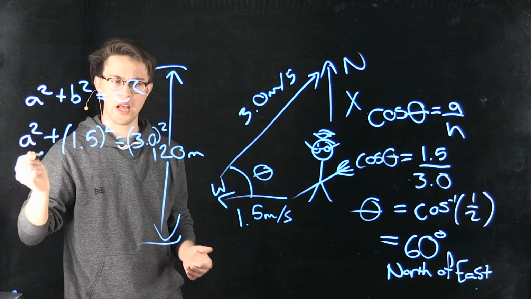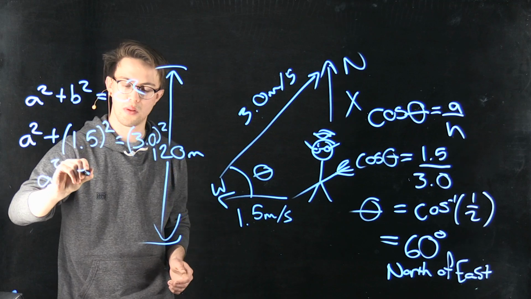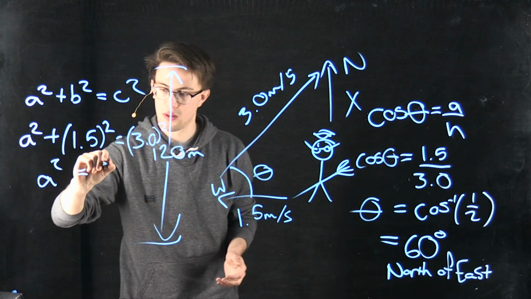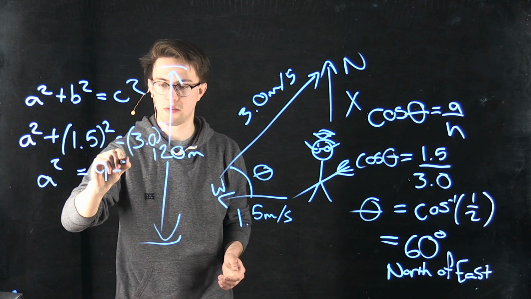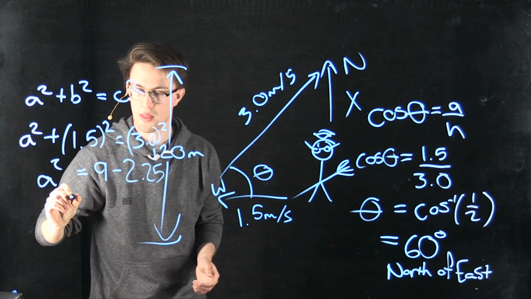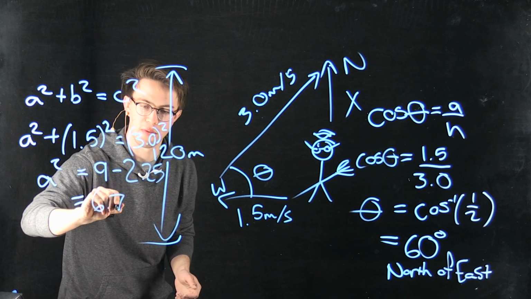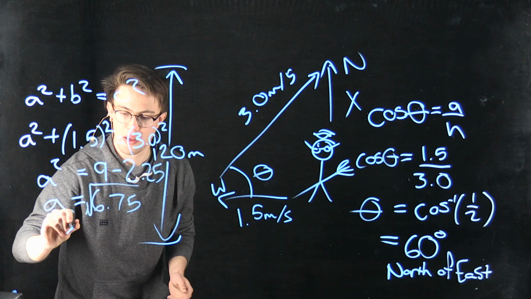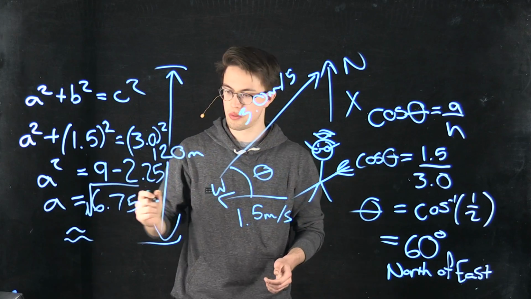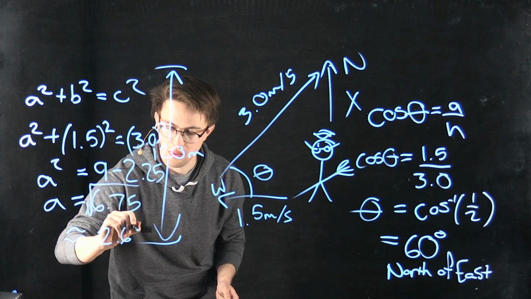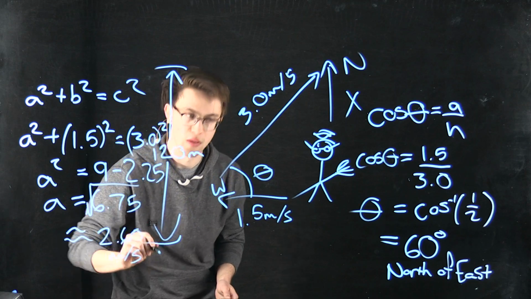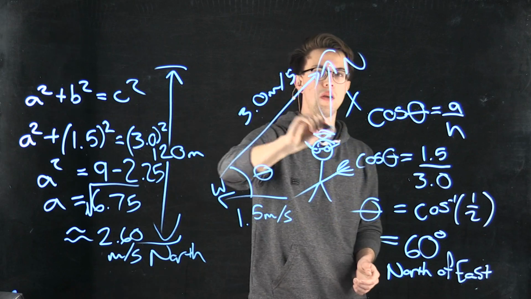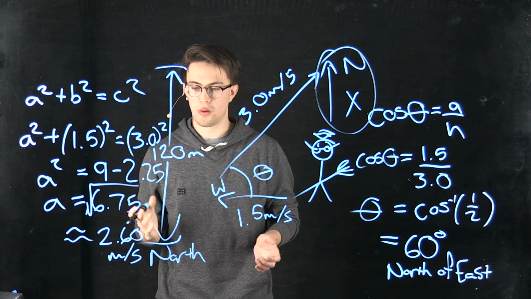So now we do some algebra. Move this over to this side to get a by itself. We get 9 minus 2.25, and that gives us 6.75. We want to take the square root of 6.75 to find a, and that gives us roughly 2.6 meters per second north, which is right here. So we're not done yet.